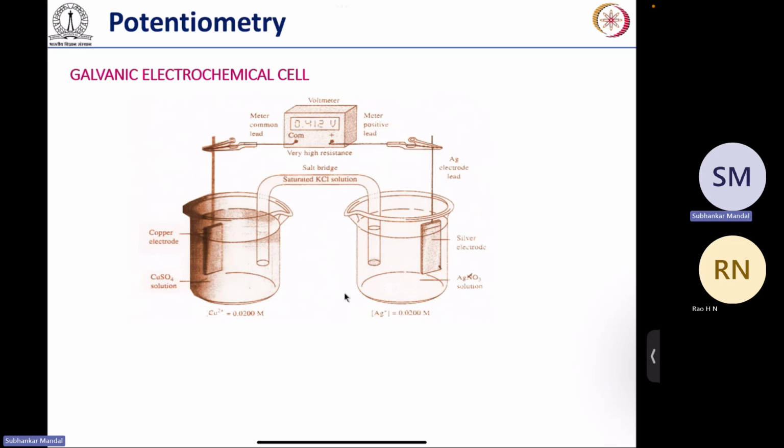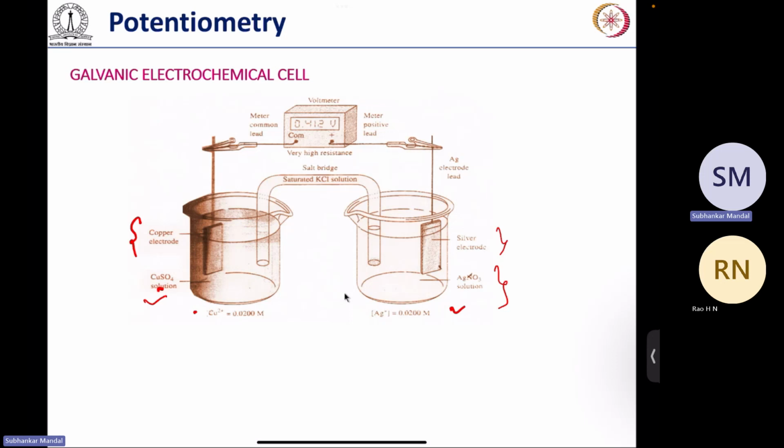So what is there? You are taking two beakers. In one beaker there is a copper sulfate solution, and in the copper sulfate solution you have dipped a copper electrode. In the other one you have taken a silver nitrate solution, and a silver electrode is dipped in the solution. These two electrodes or compartments are connected with a salt bridge. Salt bridge basically maintains the charge balance between the two beakers.